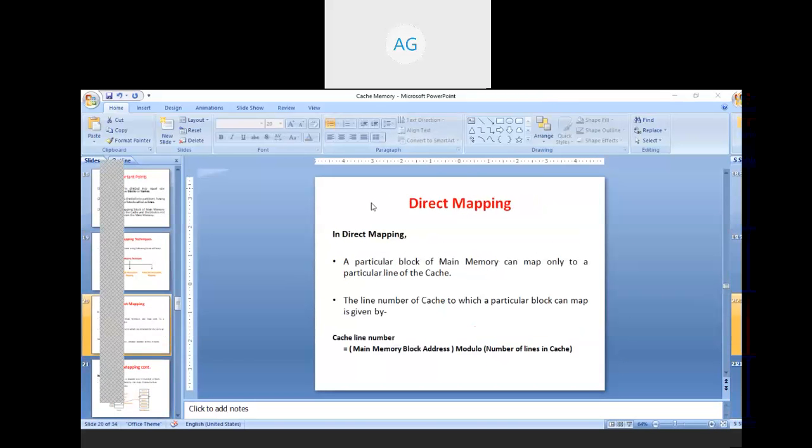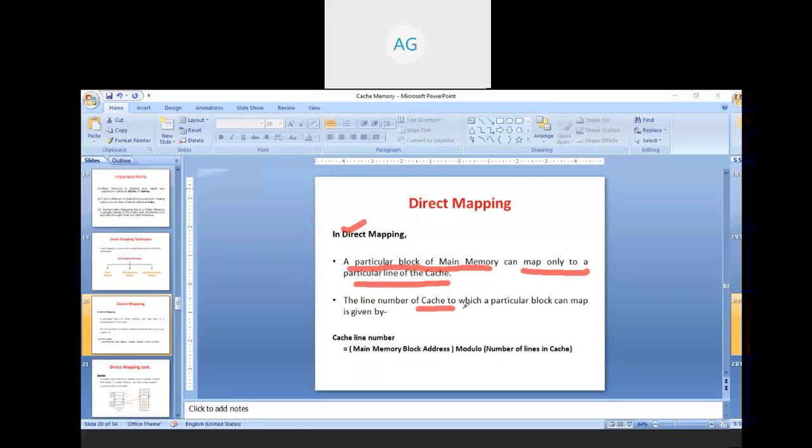The first mapping technique is direct mapping. In the case of direct mapping, a particular block of main memory can map only to a particular line of the cache. As its name is direct, you need to remember that a particular block from the main memory can map only to a particular line of the cache. It means the block number and the cache line are fixed in this case.